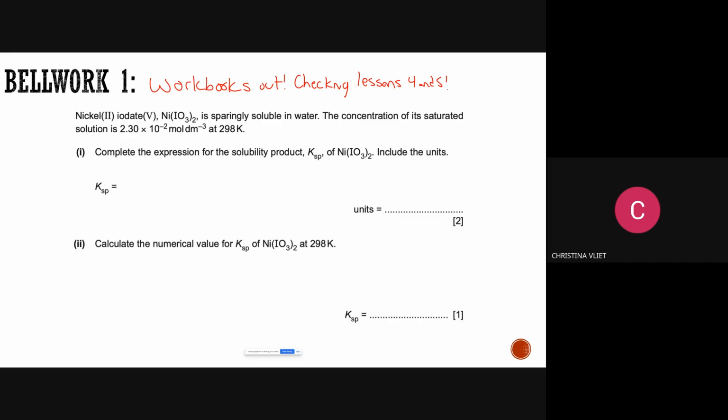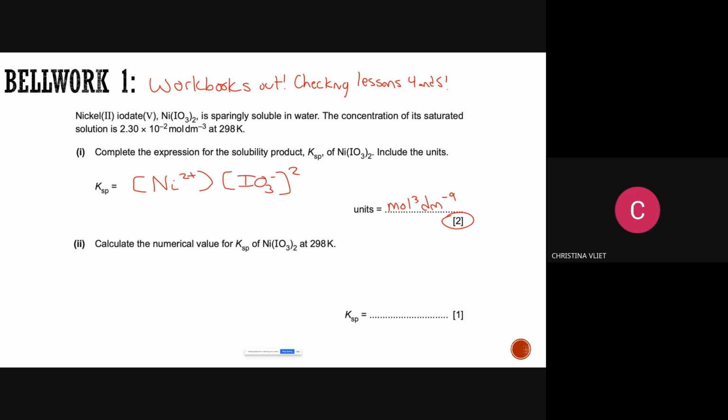So, here we go. KSP expression, pretty simple, 2 marks here. Nickel 2 plus, IO3 minus. So what exponent? So the second. Units, mole 3 per dm cubed. This is 2 marks. Why? This is 1 and this is 1. Not all marks are built the same, recall. There are 2 mark questions that require a ton of math. And then there are 2 mark questions that could be like this.